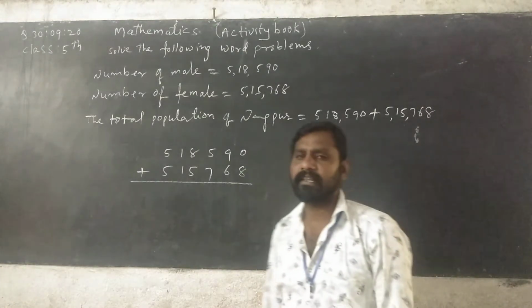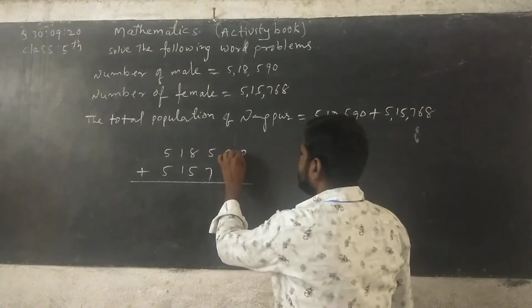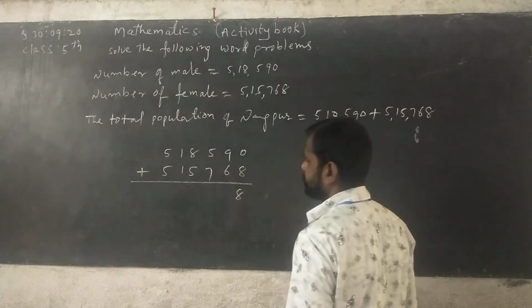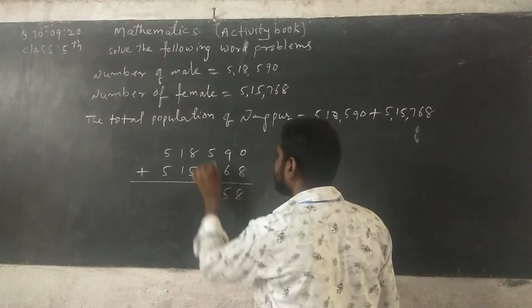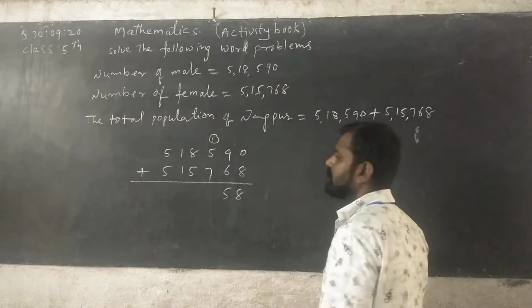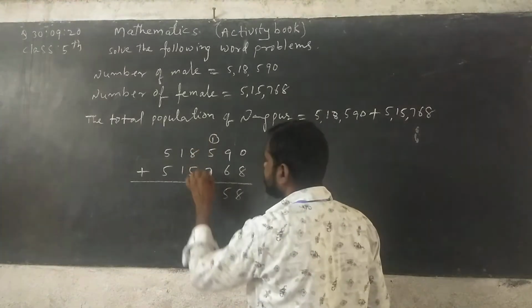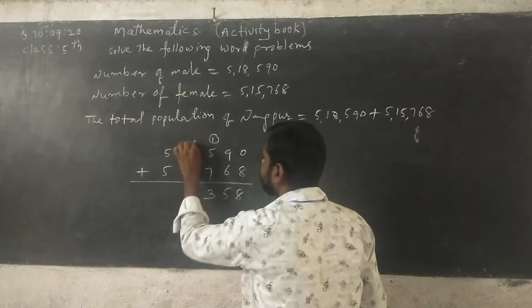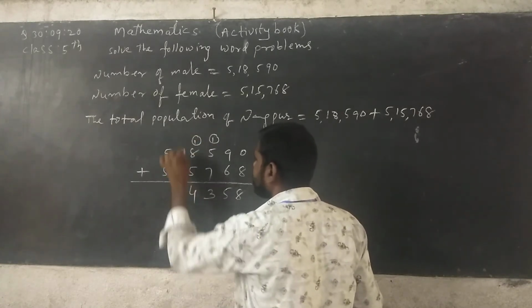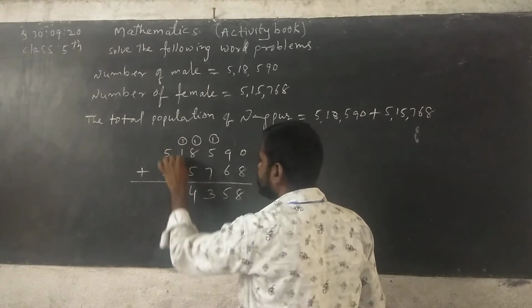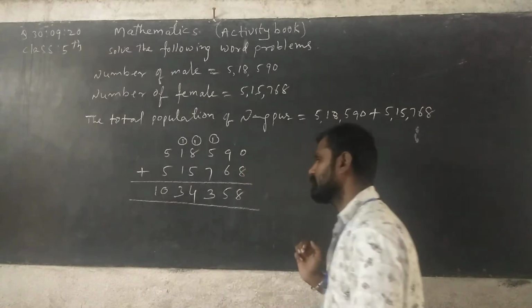Then you add the digits in the ones place. First, see here, 0 plus 8, 8. 9 plus 6, 15. 15 means 5 taken, carrying 1. Now next we add the digits in the hundreds place along with the carry. 1 plus 5, 6, 6 plus 7, 13. 13 means 3 taken, 1 carrying. 1 plus 8, 9, 9 plus 5, 14. 4 taken, 1 carrying. 1 plus 1, 2, 2 plus 1, 3. 5 plus 5, 10.